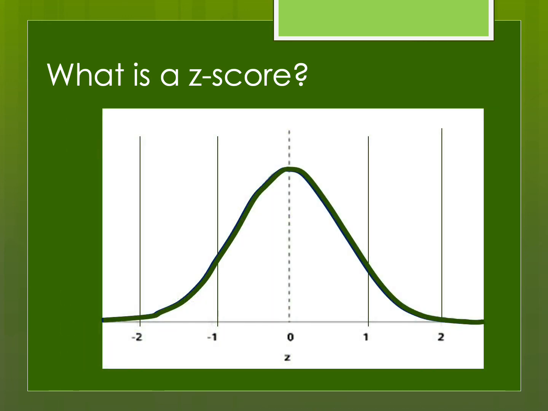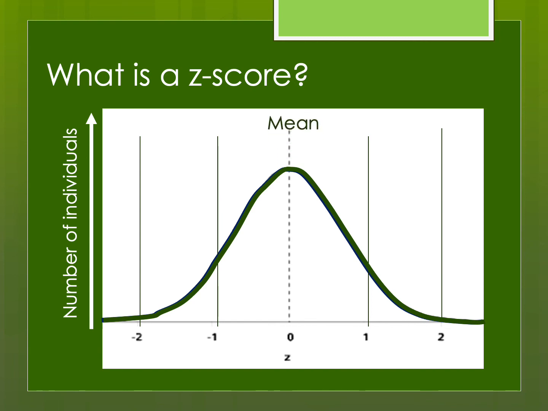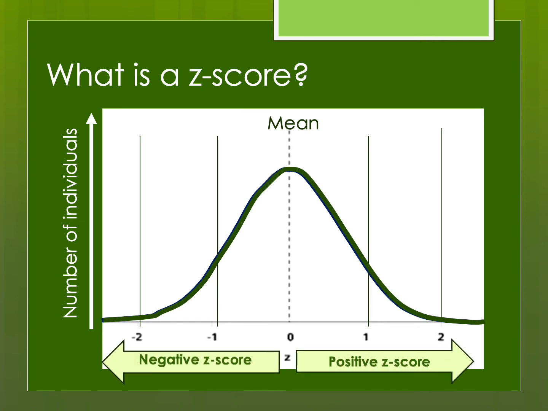So this right here is what we call a bell curve. Those of you that know even a little bit of statistics understand a bell curve, and it basically represents the number of individuals spread out over a certain measure. And there's what we call the mean, and that's where most of the individuals lie. They could have a negative or a positive z-score.